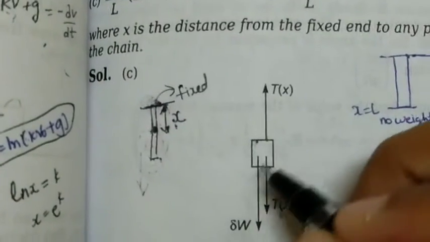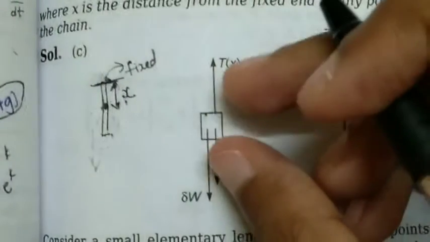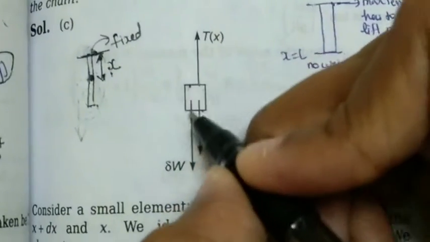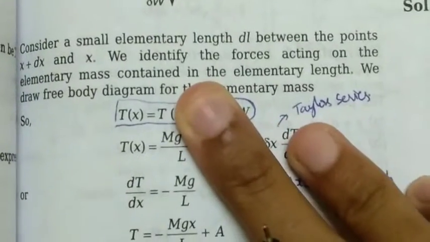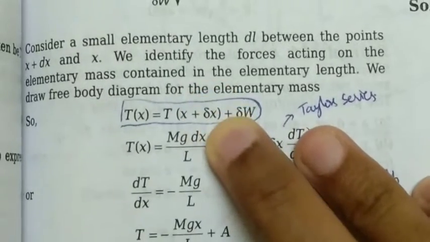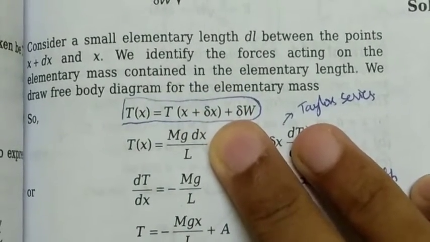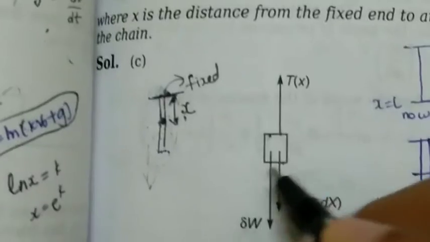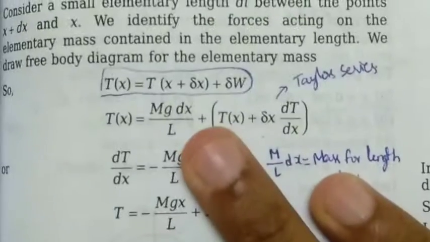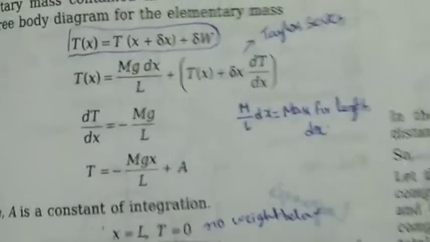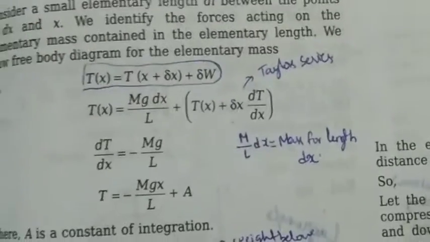But here the length is dx. We are taking an elementary length dx of the chain, so we need to find only the weight of this much length of the rope. So we multiply the weight per unit length of the rope by the elementary length, which gives the weight of this part of the rope. That's why we have mg by L dx.